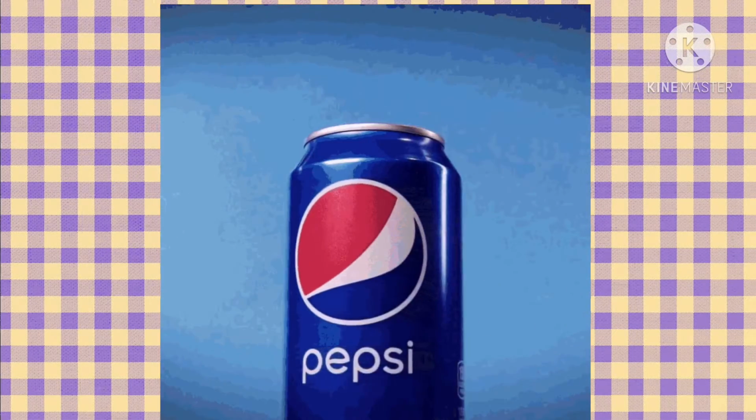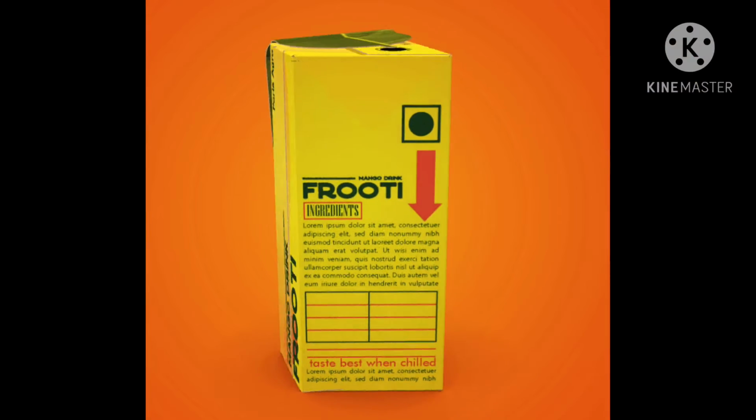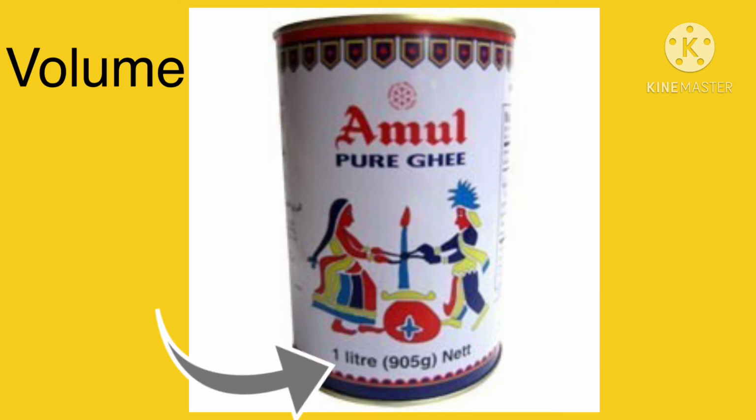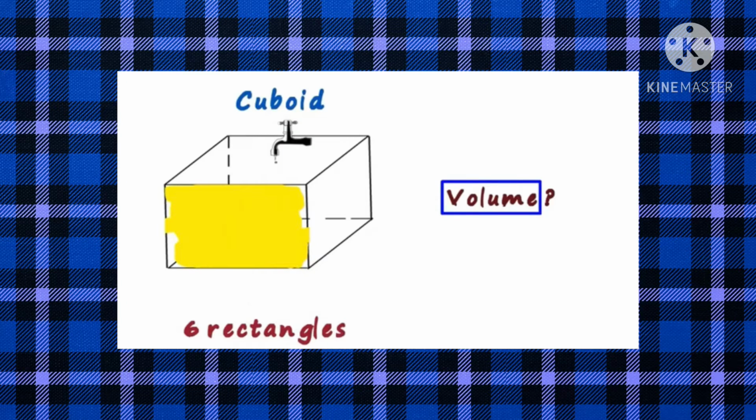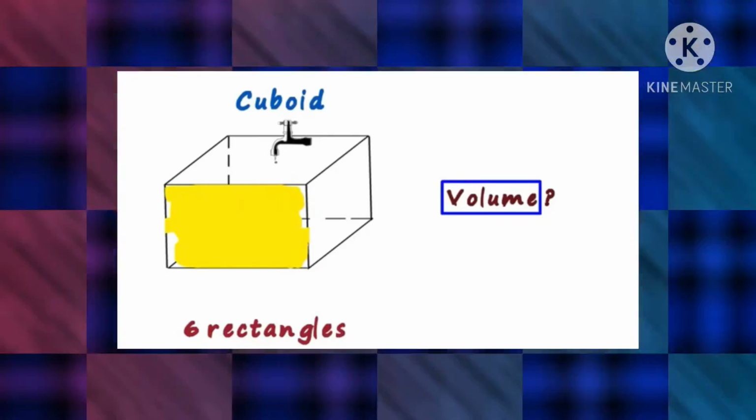In summers, we all enjoy having cold drinks and juices. But can you tell me why this 1 liter is written on this container? Actually, this is the quantity of ghee which this container can have. Or in some other situation, what amount of water this cuboid can have. This is all about volume.